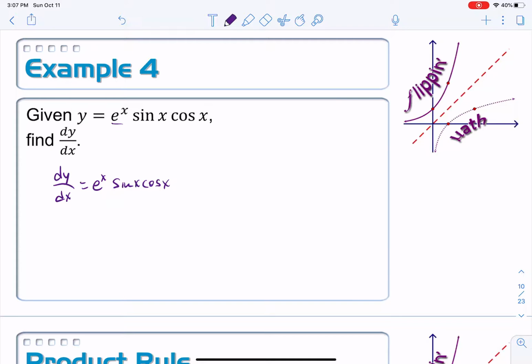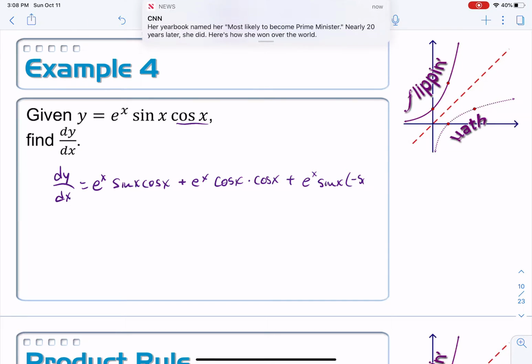All right, and then we're going to take, let me erase that one. Now we're going to take the derivative of sine x, but the other 2 are going to stay the same. Plus e to the x, derivative of sine x is cosine x, times another cosine x. Right? And then plus, now we're going to keep two of them the same and only take the derivative of cosine x. E to the x sine x, and the derivative of cosine x is a negative sine x. Oops.